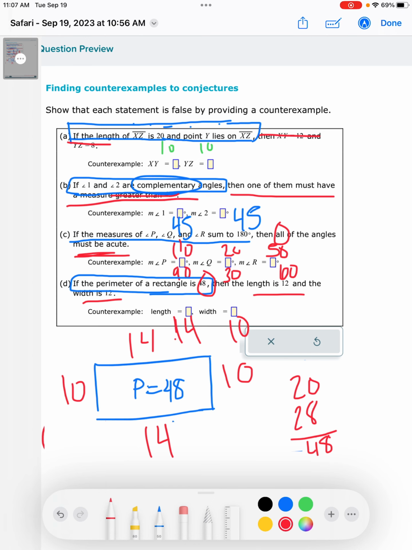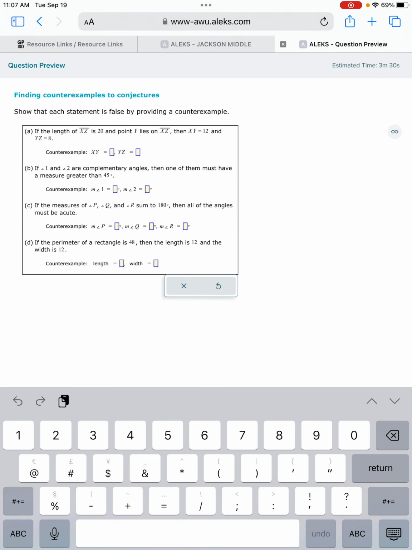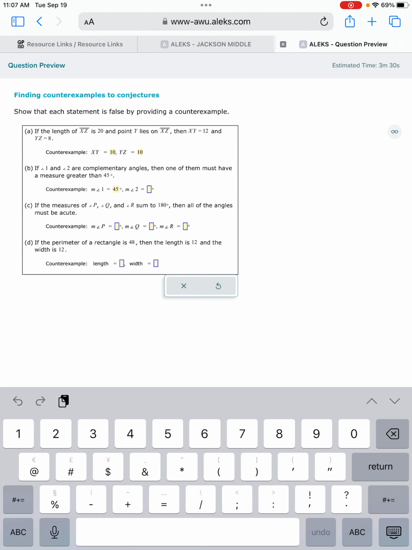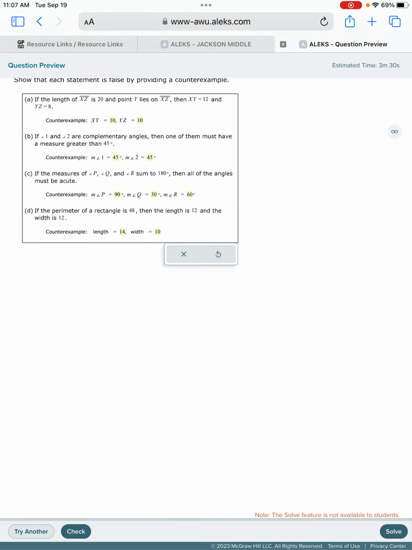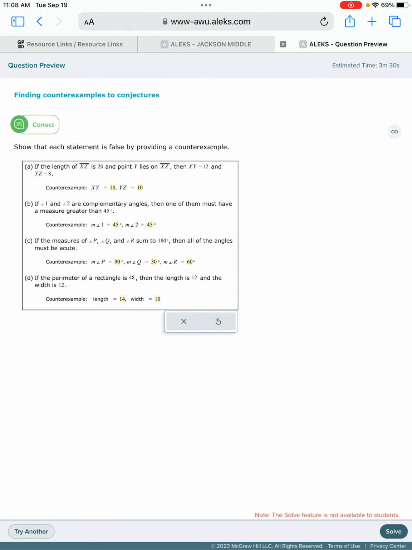If I go back, let's see if I can remember everything we did. I think for this one, what did we say? 10 and 10? This one we said they were both 45. And again, a lot of these have multiple answers. They're not like only one answer that works. You can come up with different numbers in a lot of these, okay? I think we said that one of our answers was 90, 30, and 60. And then we had 14 and 10, I believe, at the end. So those were all counterexamples. There we go. Okay, so that's the basic idea.